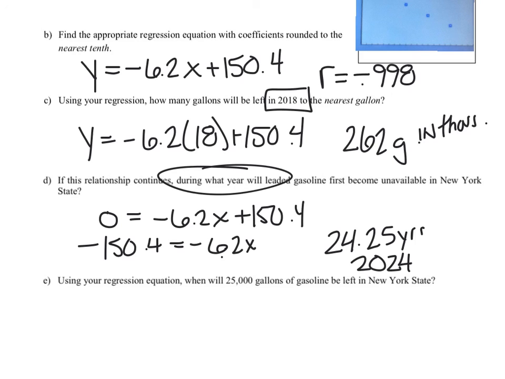And E, we'll just go ahead and set up. Using your equation, when will 25,000 gallons be left in New York State? Obviously gallons is my y, so 25,000 equals negative 6.2x plus 150.4, and then we would solve for x.